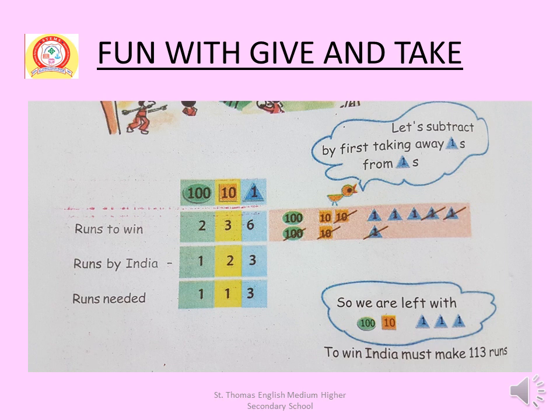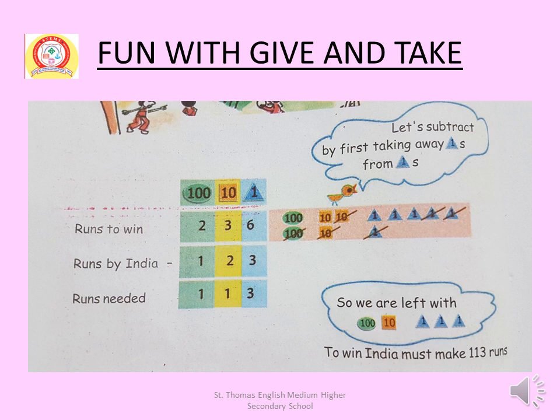Next, we subtract second column, that is tens column. I have shown 3 tens by 3 tokens of 10. Now strike off 2 tens, that is 2 tokens of tens. How many left? 1 token. So write 1 in tens column.